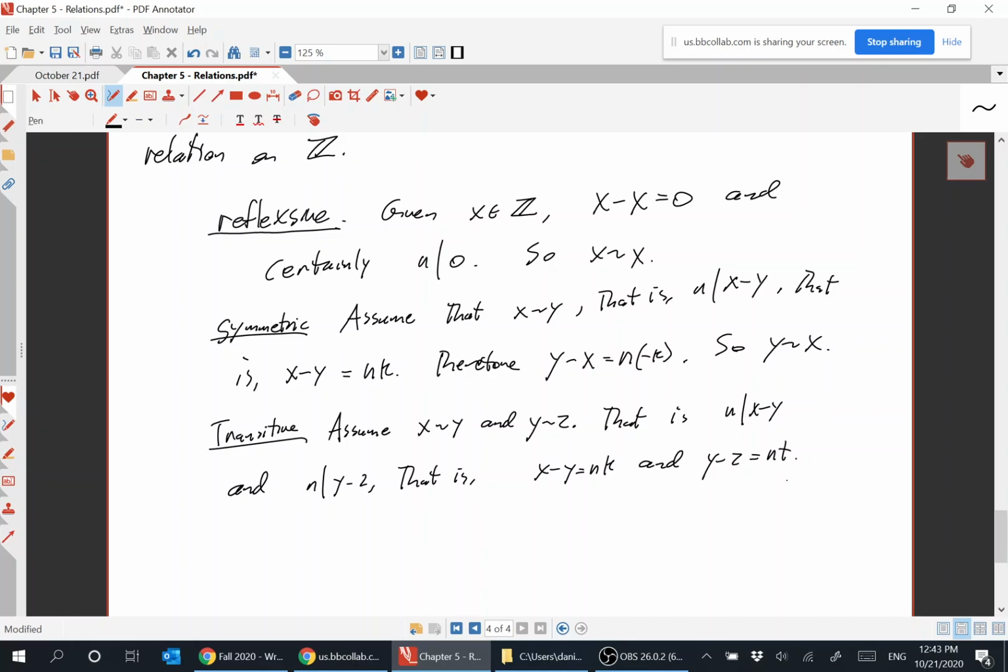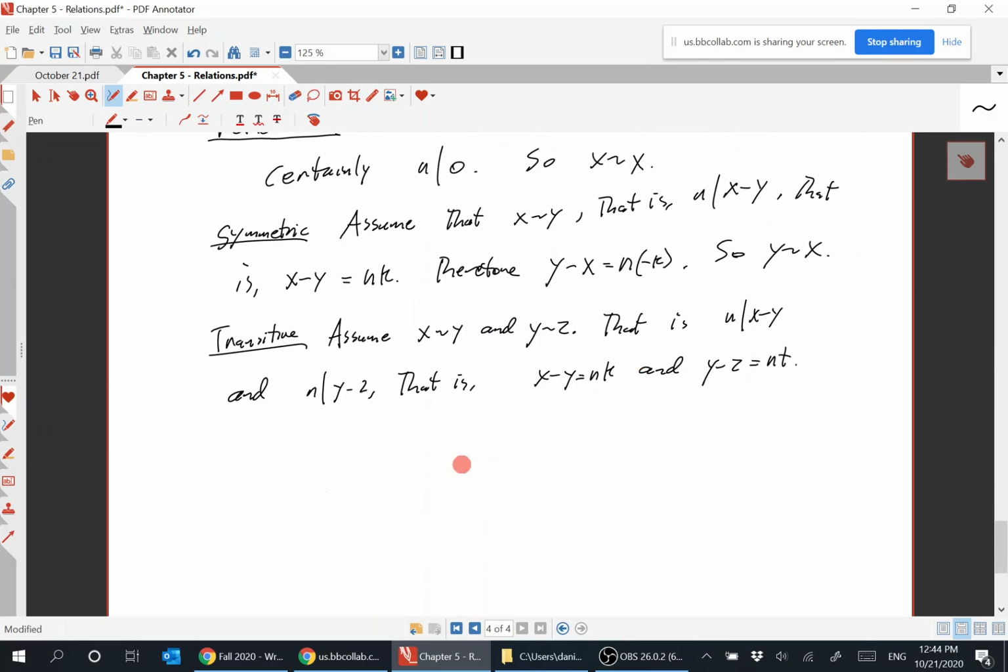Right, now what do we want? We want to show that x is related to z. That is, x minus z is a multiple of n. What could we do to get that x minus z is a multiple of n? Could you add the left sides of the equations together and the right sides together? Sure, add the equations together.